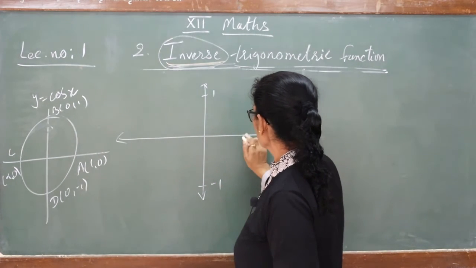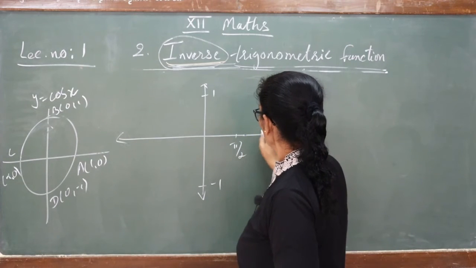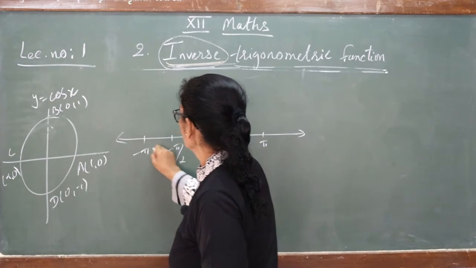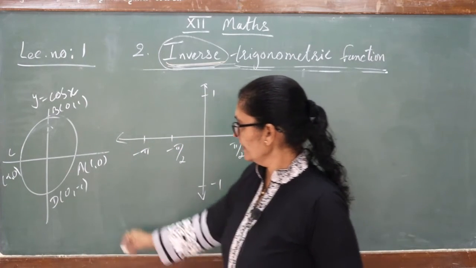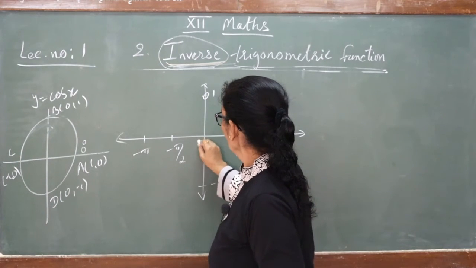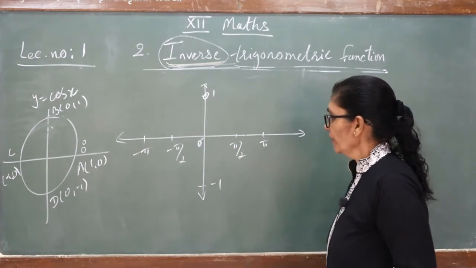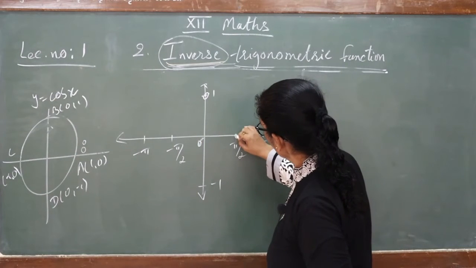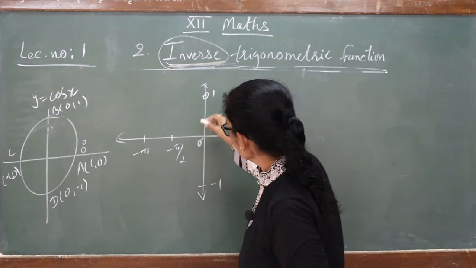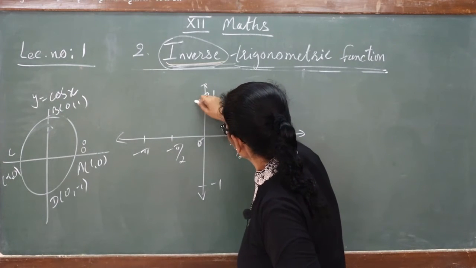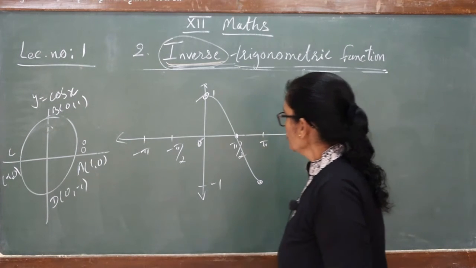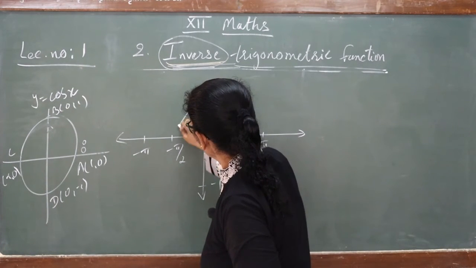I draw it first. Pi by 2, pi, minus pi by 2, minus pi. Okay, now we already discussed that cos 0 is 1. So at 0 degree the highest point is 1. At pi by 2 it is 0. So here, and at pi it is minus 1. So what is the shape of the graph? This way you are getting. So the same thing will follow on this side also.